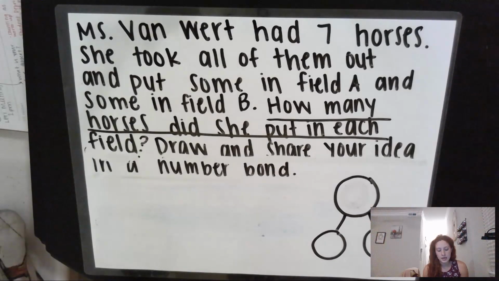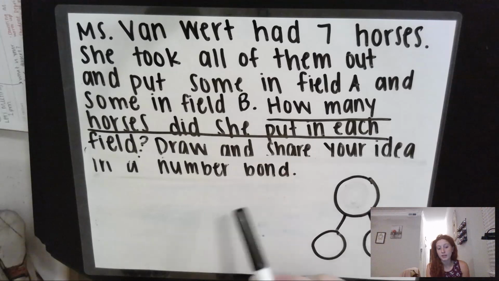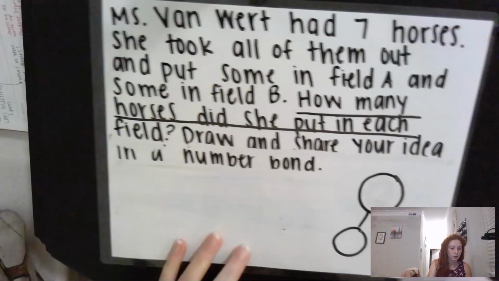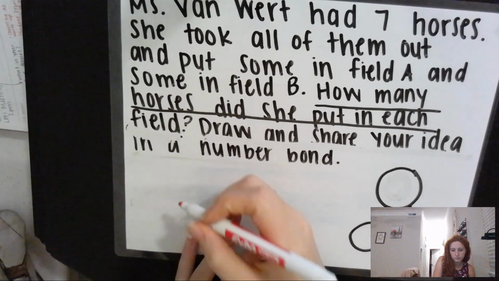And then I made a number bond because I remembered that it wanted me to use a number bond to show my idea. Now, I'm going to think about the information that I have. So I know that Miss Van Wert has 7 horses, right? And she took them all outside. So I'm going to go ahead and make 7 dots.